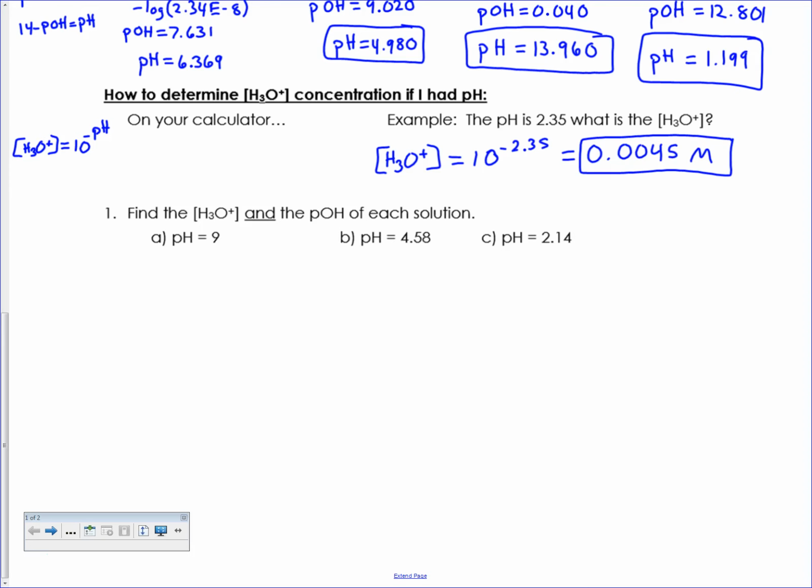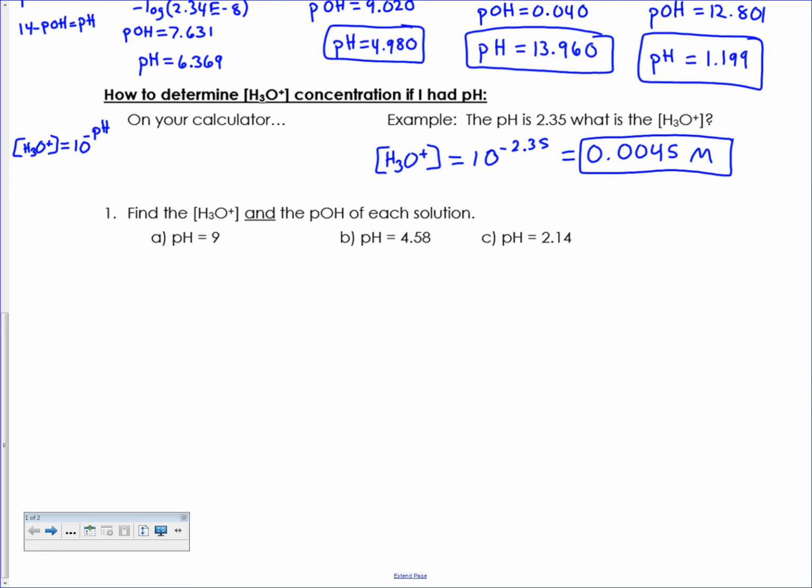Notice for sig figs here, 2.35 as a pH. The 2 is a placeholder, so we're only counting the 3 and the 5. So we have 2 sig figs there. When we go to talking about concentration, we're doing the normal way of counting sig figs, so 0.0045 is what we end up with.